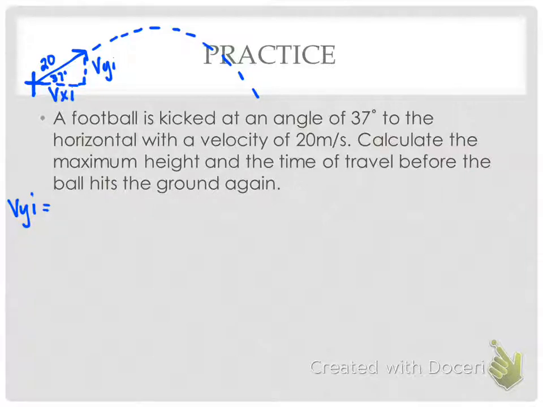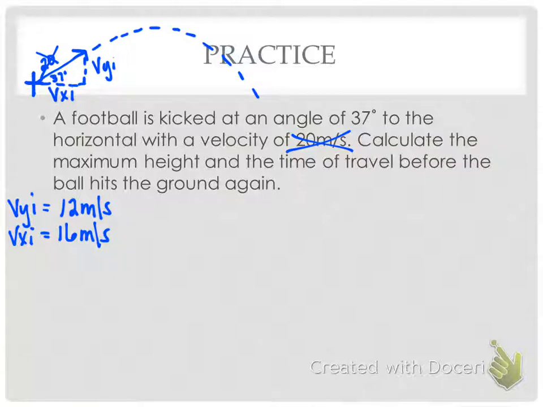VYI, we're going to take 20 times sine of 37, and we get about 12 meters per second, right? Do we agree? And then for VXI, what do we get? 16, good. So now we're done with the 20 meters per second. We won't ever use that part again. If it helps you to cross that out or to eliminate that from your list, that's fine.